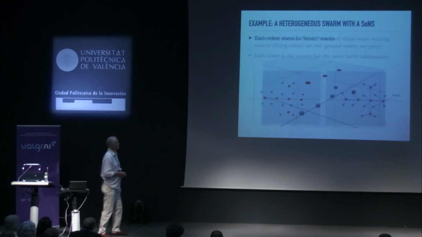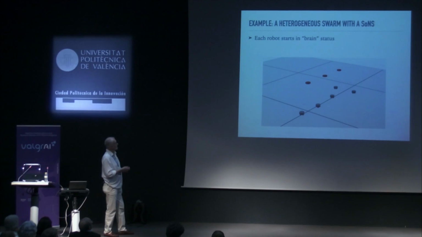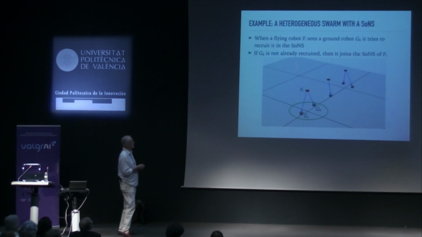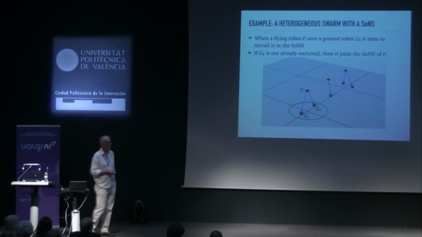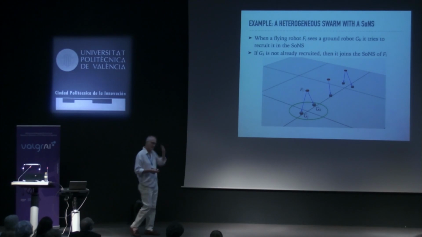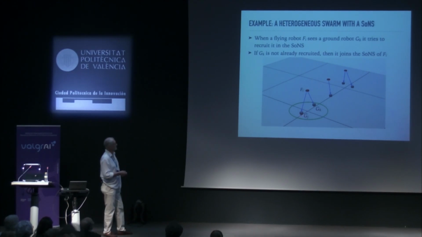So the way this works is the following. As I said, each robot starts in the brain status, and then when a flying robot sees a ground robot, it tries to recruit it. If it is free, the robot accepts. So in this moment, these 2 ground robots are recruited by Fi.